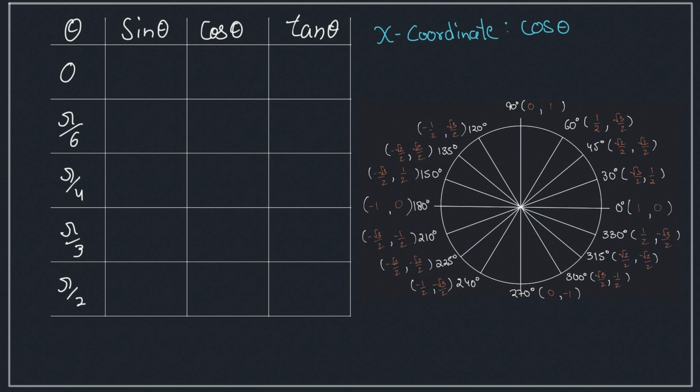Tan of pi by 4 or 45 degrees is going to be 1. Tan of pi by 3 is going to be root 3. Tan of pi by 2 is going to be 1 divided by 0, which is infinity.